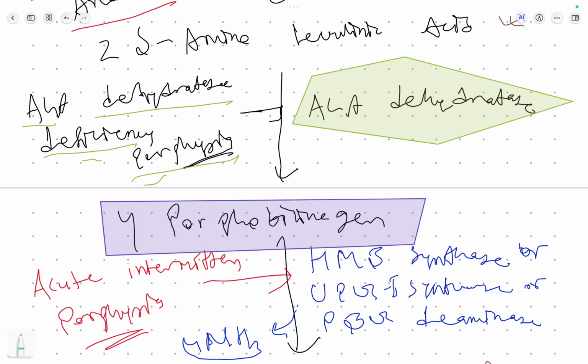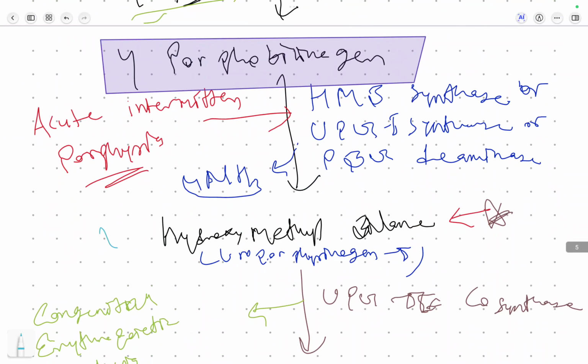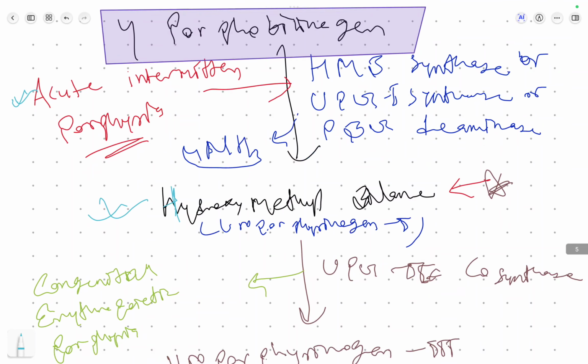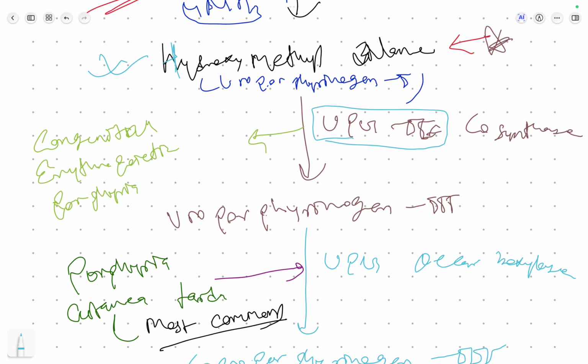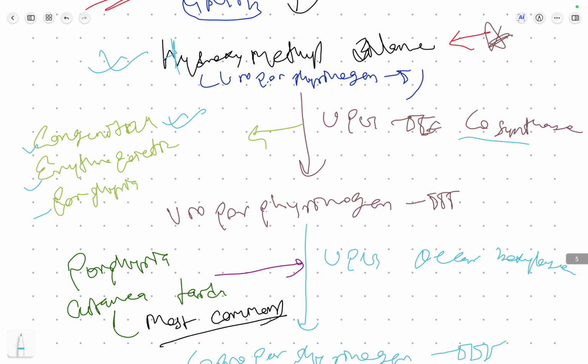All right. Now, porphobilinogen combines to form hydroxymethylbilane. The enzyme is hydroxymethylbilane synthase, or UPG1 synthase, or PBG deaminase. So if any of these enzymes is said to be deficient, then we need to say acute intermittent porphyria. Then, if the UPG3 cosynthase enzyme is deficient, we are going to suffer from congenital erythropoietic porphyria.